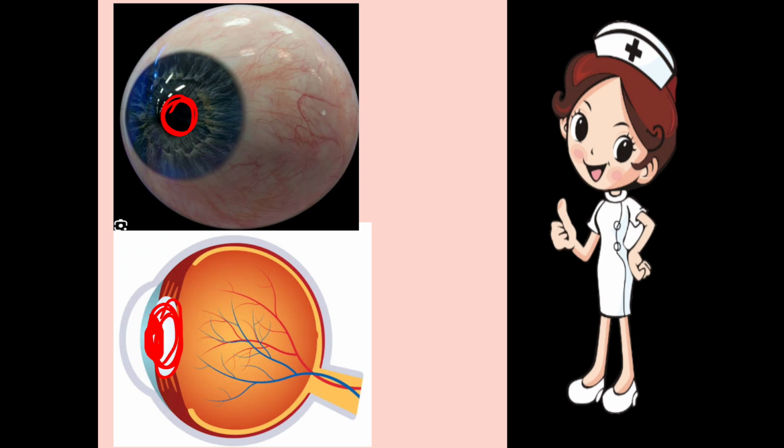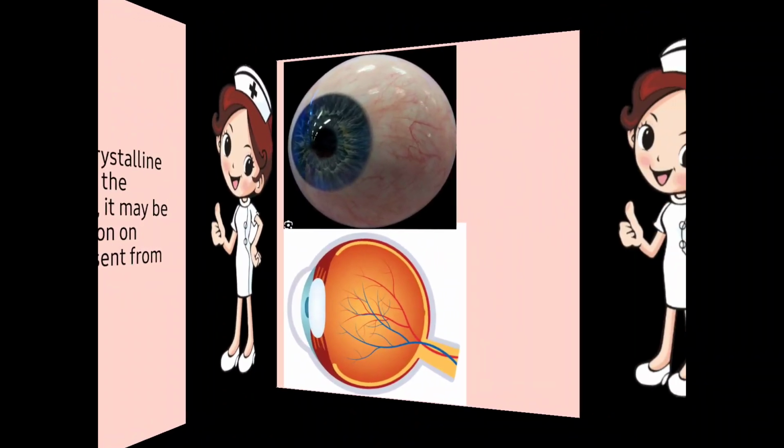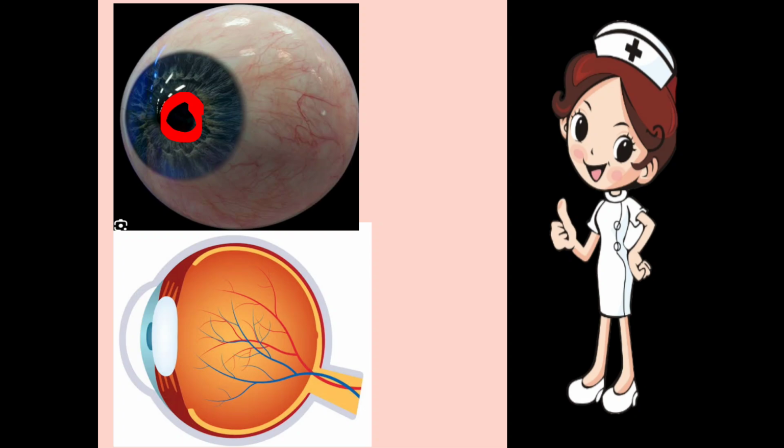In case of aphakia there is an absence of the crystalline lens. This lens will not be present here. If we shine a torch inside the eyeball, we will find that there is no crystalline lens. Otherwise it will shine, but it will not shine in case of aphakia. From the optical point of view, it may be considered a condition in which the lens is absent from the pupillary area. This is the pupillary area, and by shining a torch inside the eye we find an absence of the crystalline lens. This condition is known as aphakia.